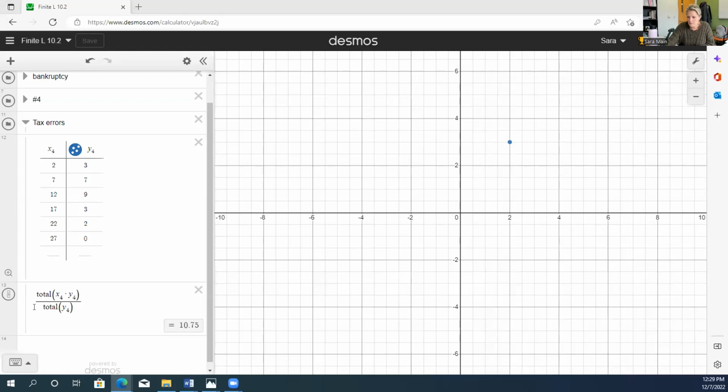So this is where we typed our total of x4 times y4 divided by the total of y4. And that's our grouped mean at 10.75.